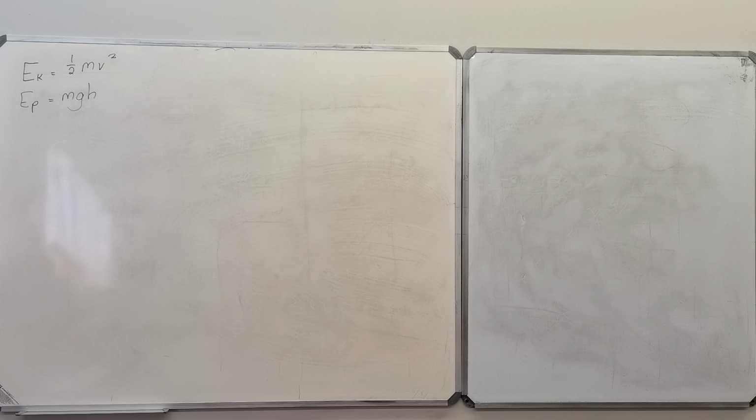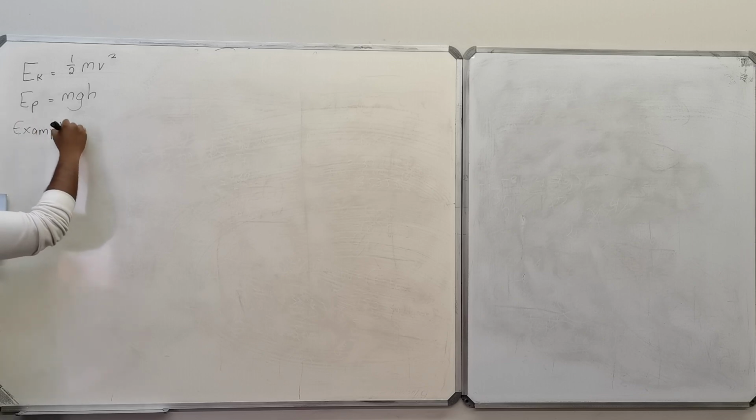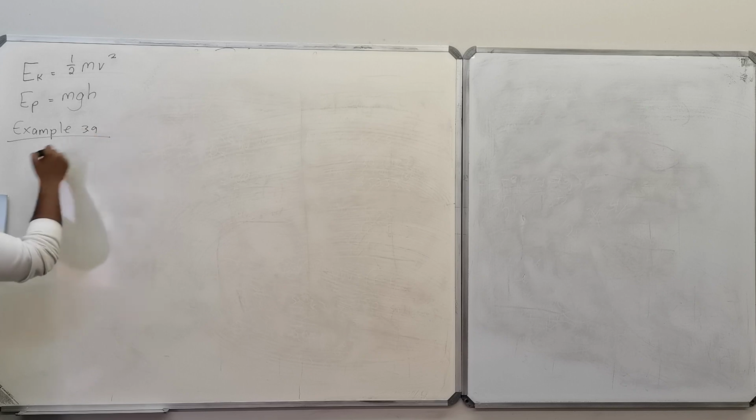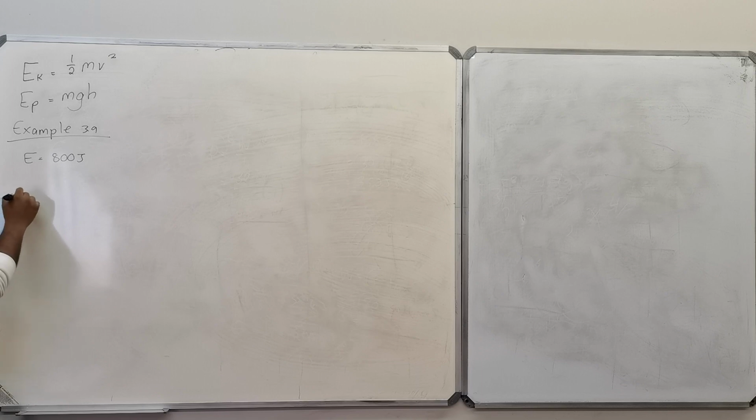Okay, so now we're doing example 3.9. They tell you that an object possesses 800 joules of energy because of its height, 3 meters above the ground. I'll tell you why this question in this example was wrong just now.